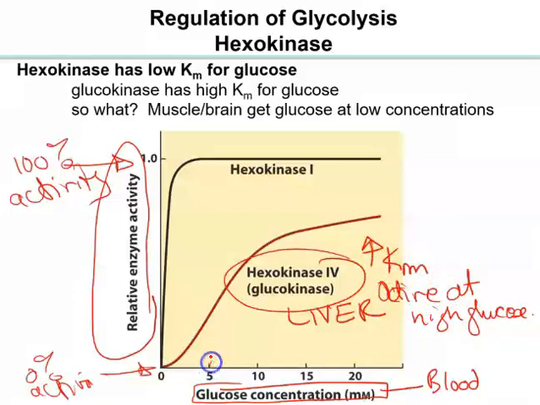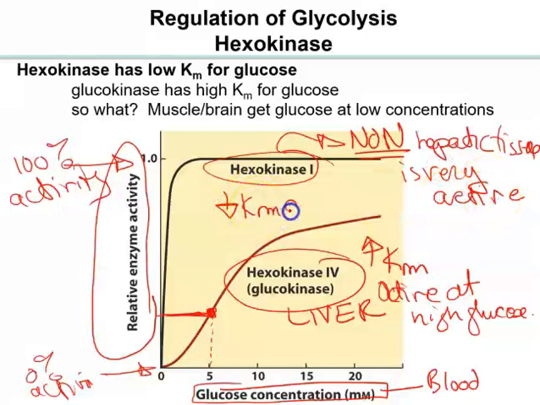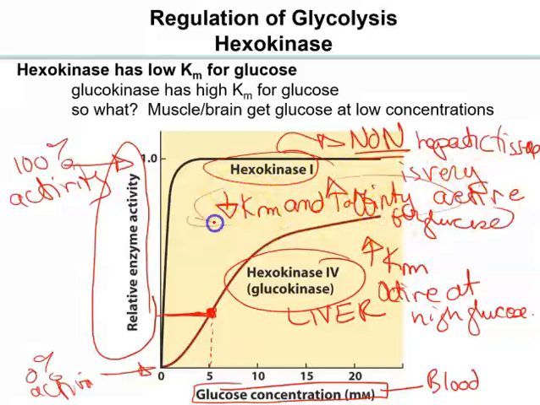So if we look here at 5 millimolar glucose, which is about where blood glucose normally hovers, there's not a lot of activity of the hexokinase 4 in liver, but you can see that hexokinase 1 in non-hepatic tissue is very active. This enzyme has a low Km and high affinity for glucose. Okay, this pertains to hexokinase 1. Hexokinase 4 has a high Km and low affinity for glucose.